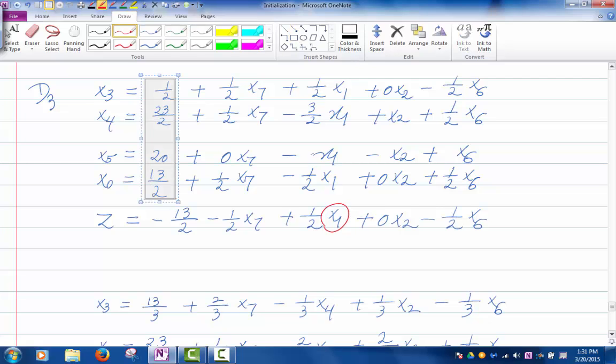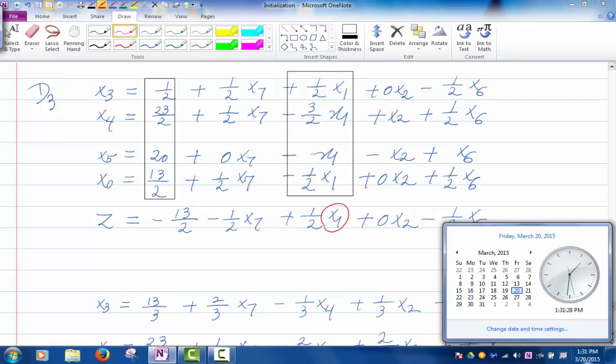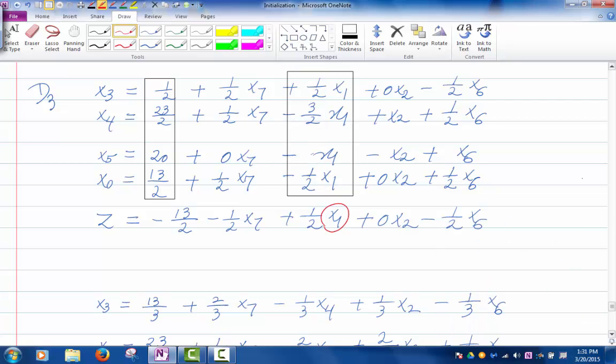The constant column and the column for x1. Now we are asking ourselves, from the first row, how large can you pick x1 without making x3 negative? How large can you pick x1? As big as you want, right? Because it's plus half x1.